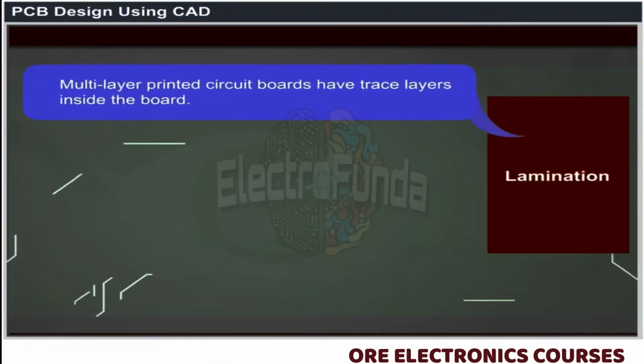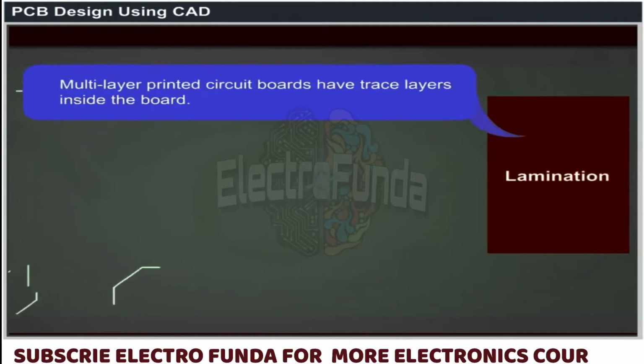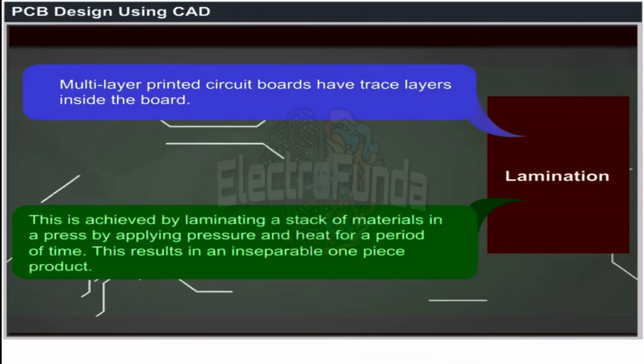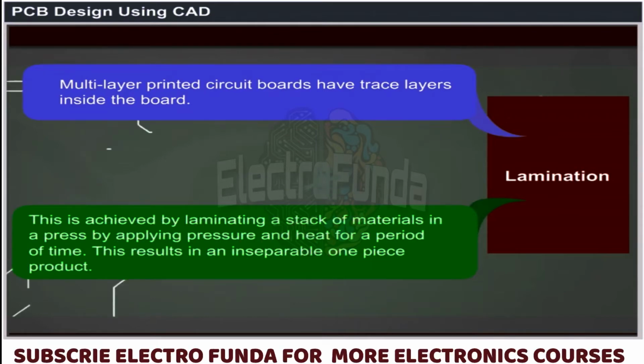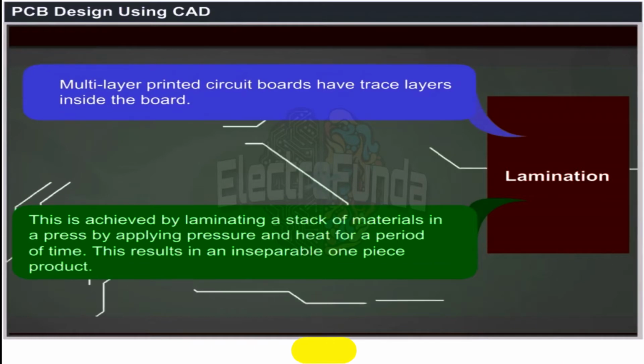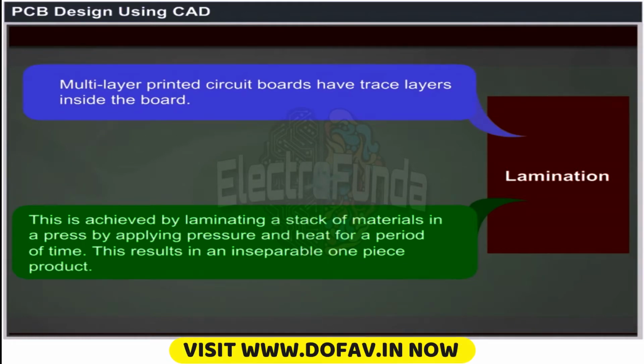Lamination. Multi-layer printed circuit boards have trace layers inside the board. This is achieved by laminating a stack of materials in a press by applying pressure and heat for a period. This results in an inseparable one-piece product.